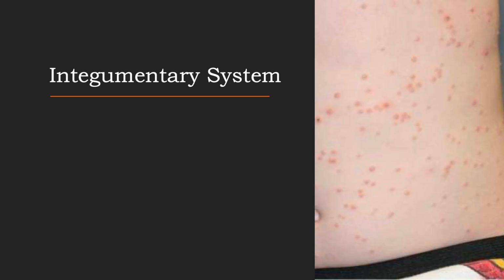Integumentary. So integumentary is a really fancy way of saying your skin. So it's often seen along with other complaints, like what you see here, urticaria or hives. So this patient is probably having an allergic reaction. So the complaint is going to be the body's immune response to that allergic reaction. However, the integumentary system is involved.